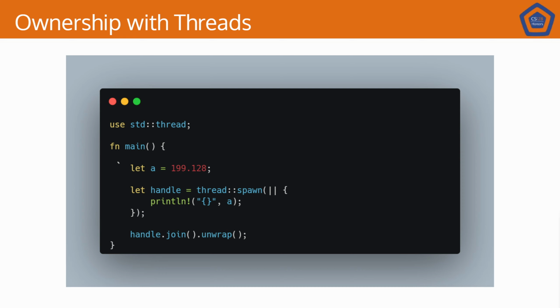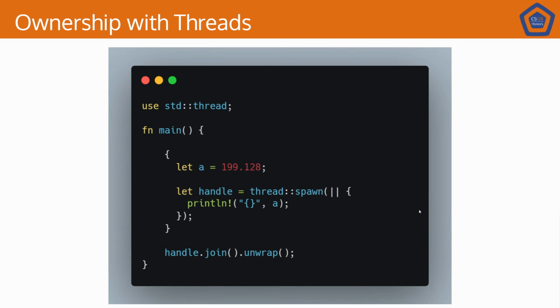Okay, so in this specific case, this actually doesn't compile. And the reason for this is because we don't know the lifetime of A. A could theoretically go out of scope before we call handle join, right? Before we have an assurance that this thread has finished, A could go out of scope. And so let's analyze what's happening here.